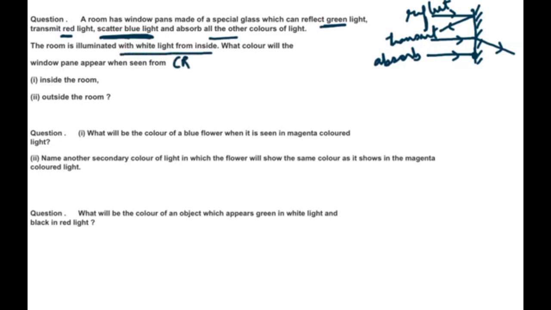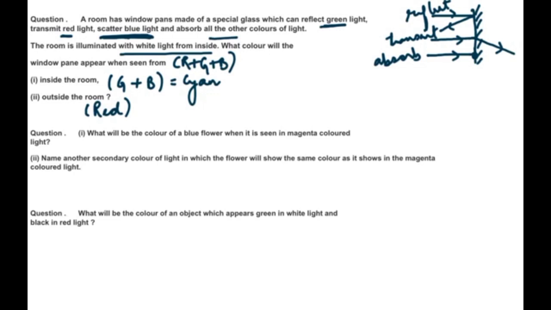White light is having red, green and blue. Okay, so the question is, what color will the window pane appear when seen from inside the room? So which all lights are inside? See, green light is inside. Then red light is outside, it's gone. Blue light is inside. So what light will appear from inside the room? Green and blue. Green and blue make cyan. So answer is cyan. Outside the room, only one light is going out, which is red. So it will appear a red room. Some special room appearing cyan from inside, red from outside. Okay. Moving on, come to the next question.